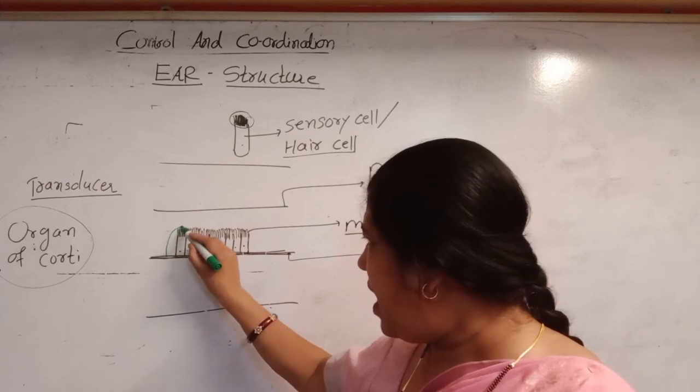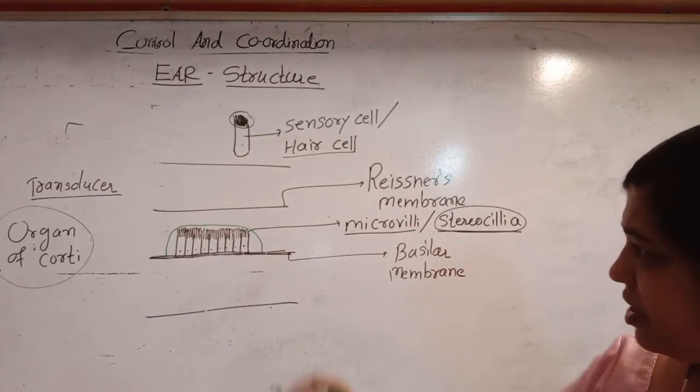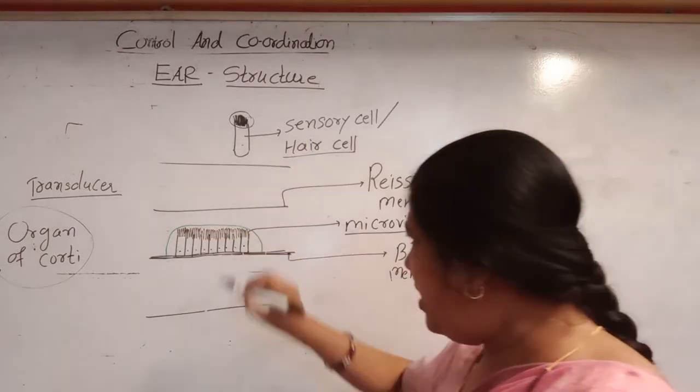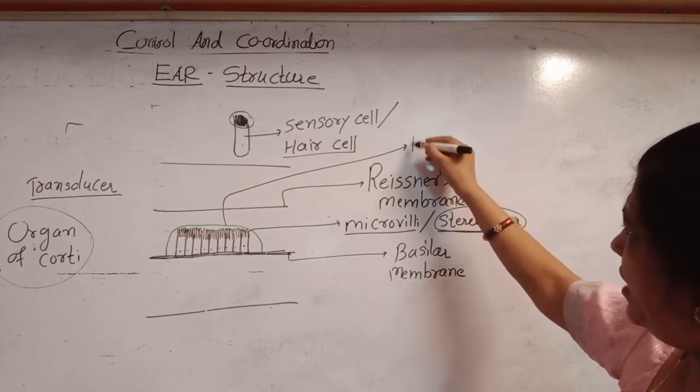And these stereocilia are covered by a membrane. This membrane is gel-like, and it is tectorial membrane.